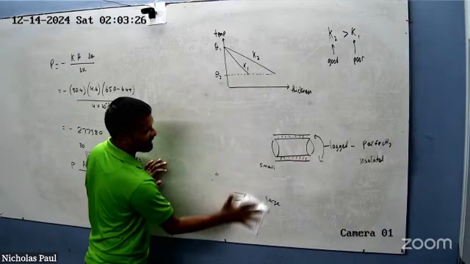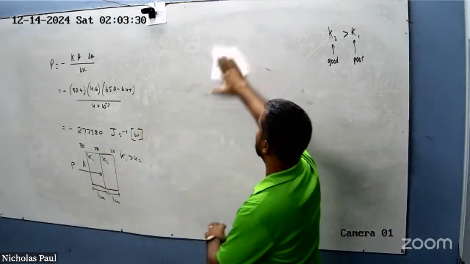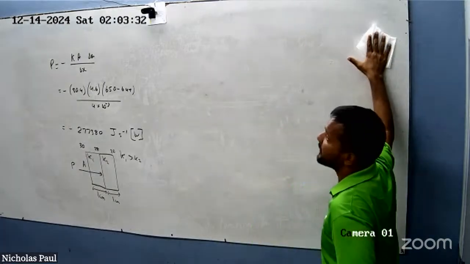Now 10 seconds. So we said that we want to get one K value, right? Online, you go with Michelle, Katrina.